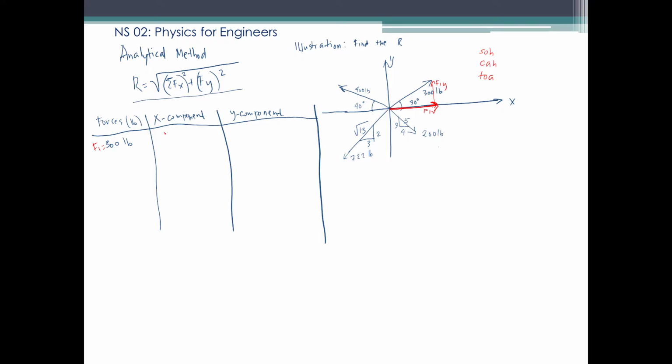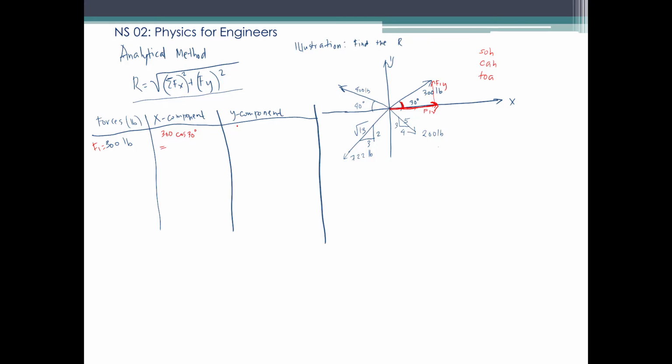So our F1x is actually F1, that is 300. Since our F1x is, as you can see, next to the angle 30, it is adjacent to the angle. So we will use the cosine function: cosine theta, 30 degrees.